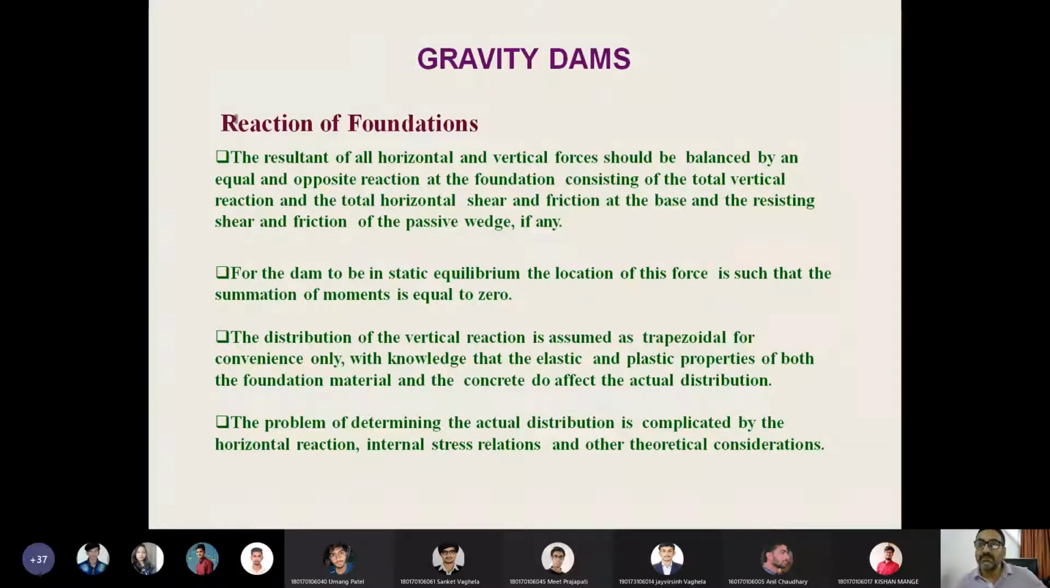This is about the reaction of the foundation. Foundation means the impervious rocks, or you could say igneous or basalt kind of rocks, which give a good foundation. The resultant of all horizontal and vertical forces should be balanced by an equal and opposite reaction at the foundation, which you studied long back. For the dam to be in static equilibrium, the location of this force is such that the summation of moments is equal to 0. The distribution of the vertical reaction is assumed as trapezoidal. The problem of determining the actual distribution is complicated by the horizontal reaction, internal stress relations, and other theoretical considerations.